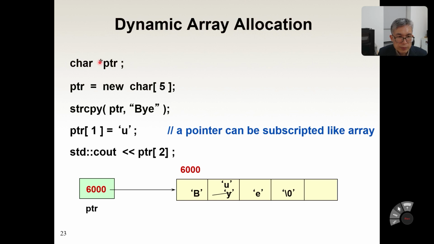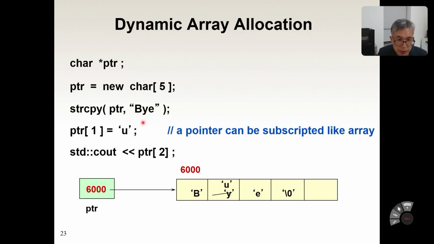So we can declare a character pointer type, and new char 5 creates this 5-element character array, and the address is assigned to ptr, and then ptr copies by, so in that case by.